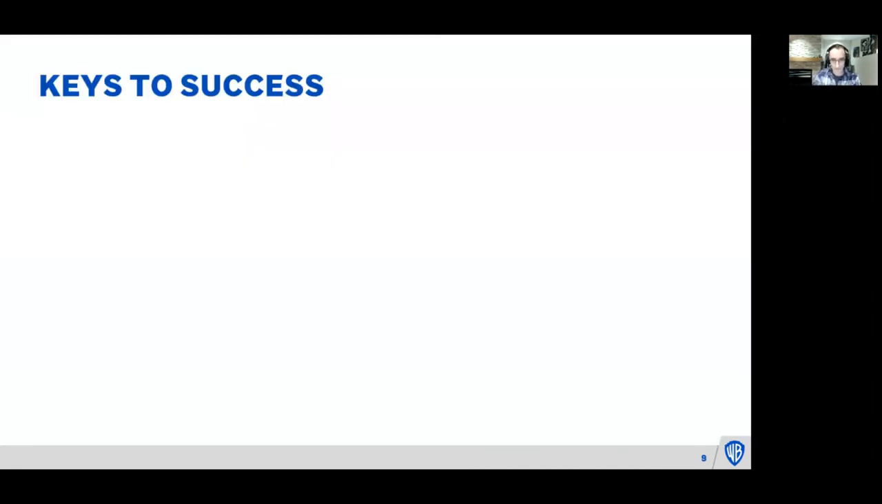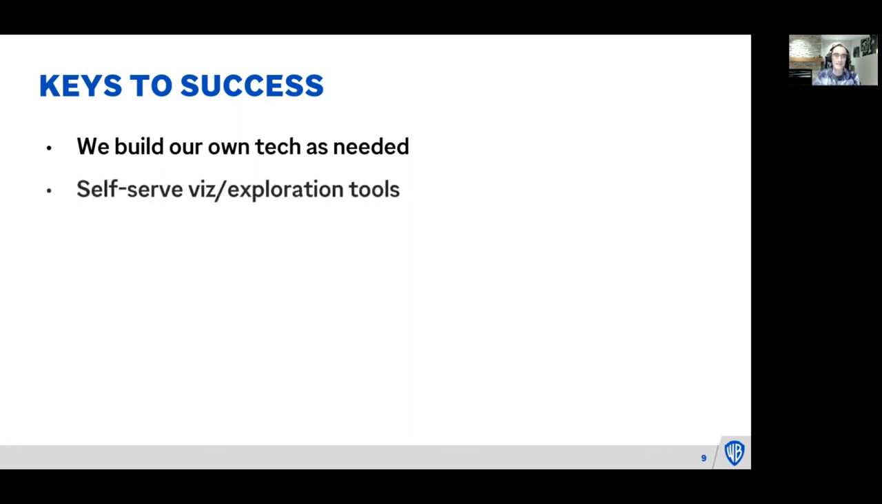And so the keys to success and the keys to being an effective analytics organization have been the following. We build our own tech. I mentioned the application development group earlier. This is very key. The ability to produce our own tools as needed, when needed, is very important and has proven valuable many times to us.